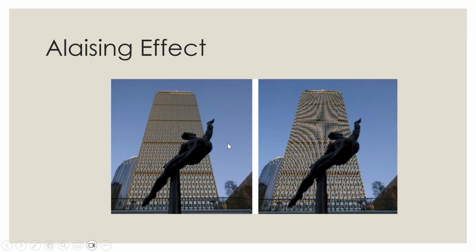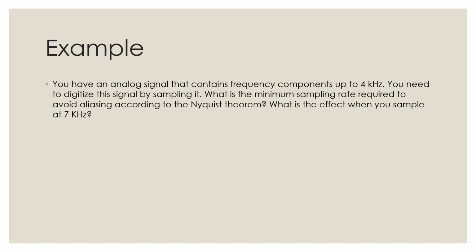So this aliasing effect resembles this, and we can get some patterns like this. To avoid this, we have to always follow the Nyquist rate. So let us understand through an example.